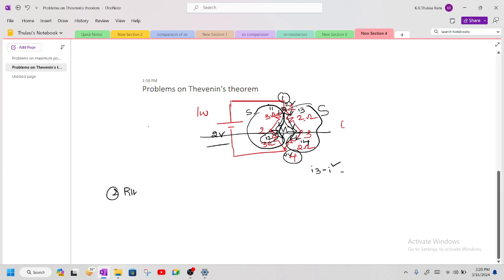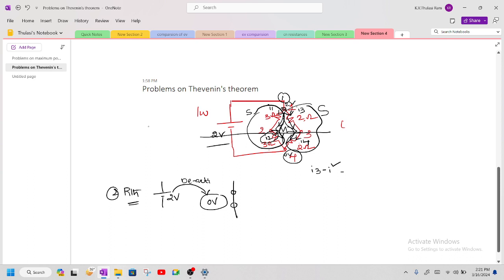If you have a voltage source, and there is only one voltage source here, which is 2 volts, make this voltage source 0 volts. Generally we call this concept deactivation. How can we make the voltage 0? Just by short circuiting that voltage source.